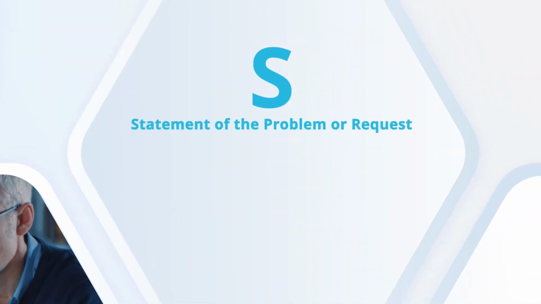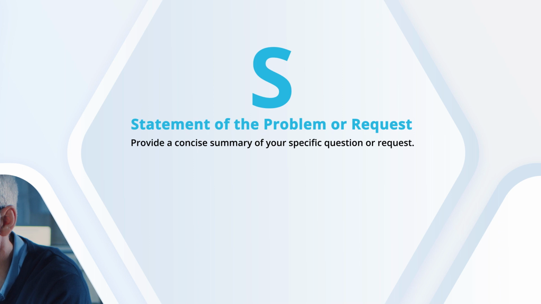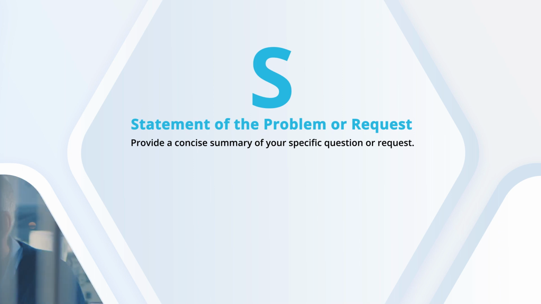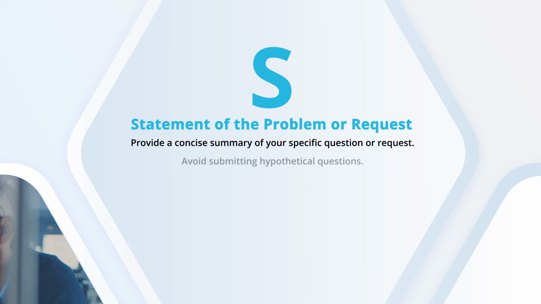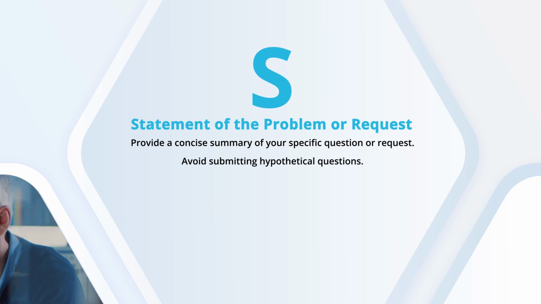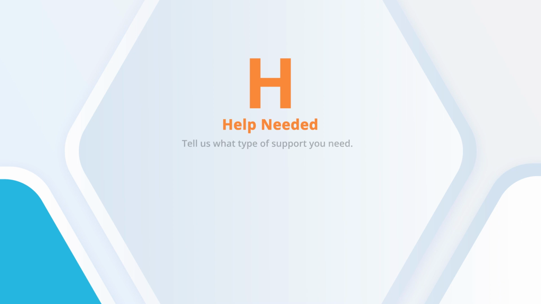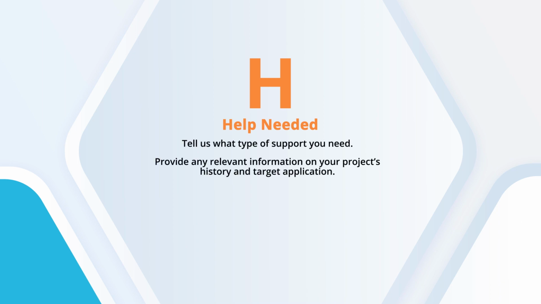S stands for Statement of the Problem or Request. You should provide a concise summary of your specific question or request and avoid submitting hypothetical questions. H stands for Help Needed. Tell us what type of support you need and provide any relevant information on your project's history and target application.